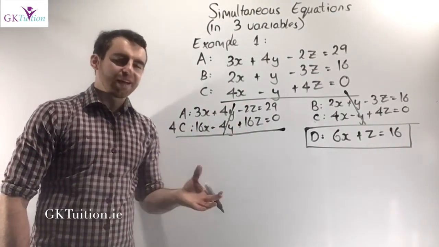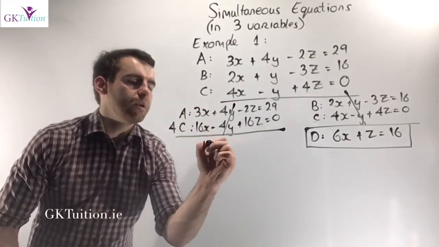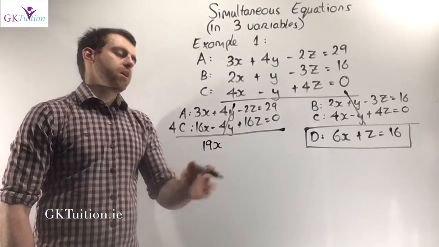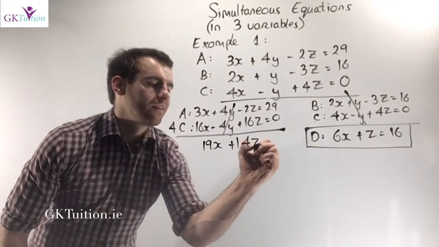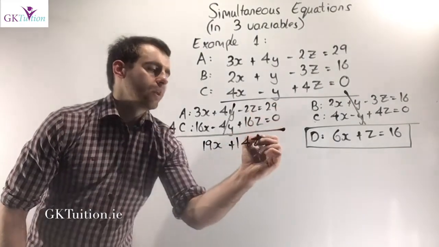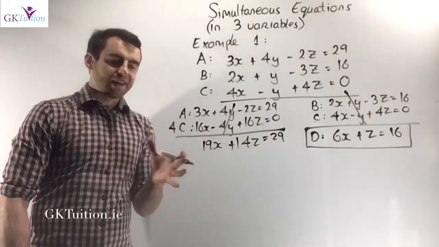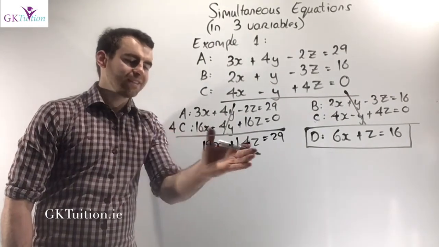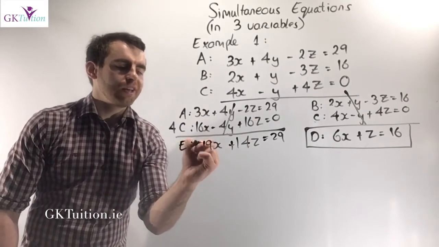I'll now just add my x's, z's and numbers together. 3x plus 16x gives me 19x. 16z minus 2z will give me 14z. And 0 plus 29 will give me 29. Now I have a second equation that only has x's and z's in it. So I'm going to call this one equation E.